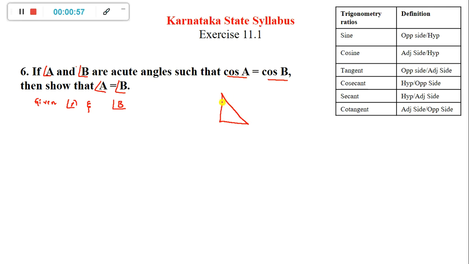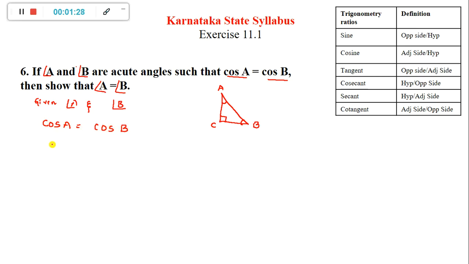Now he talks about A and B being acute, so this is angle A and this is angle B. Because this is a right angle triangle and this measures 90 degrees, this cannot be acute. So this will be A, B, C in this fashion. Now the other information he has given is cos A is equal to cos B.